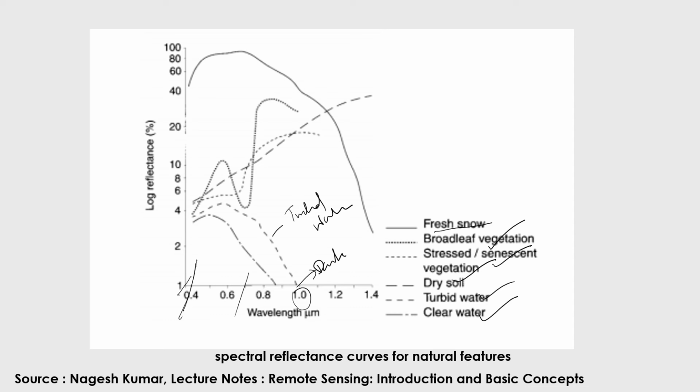Similarly, if you look at fresh snow, within the visible band, 0.4 to 0.7, the reflectance of sunlight is very high. That is why the reflectance is maximum within the visible range. And then broadleaf vegetation: reflectance is affected, sometimes it goes lower, sometimes higher.